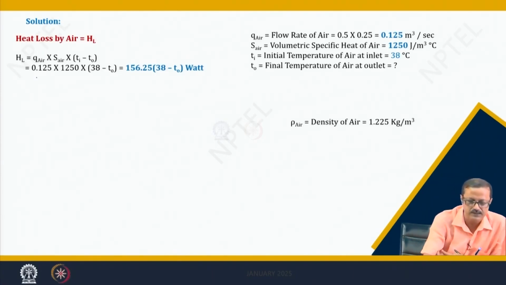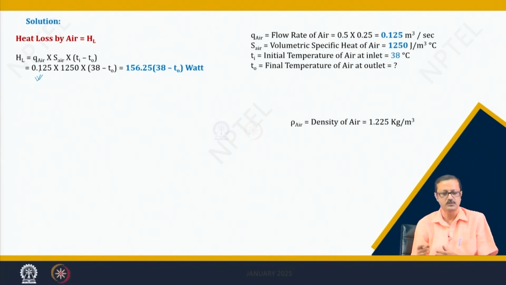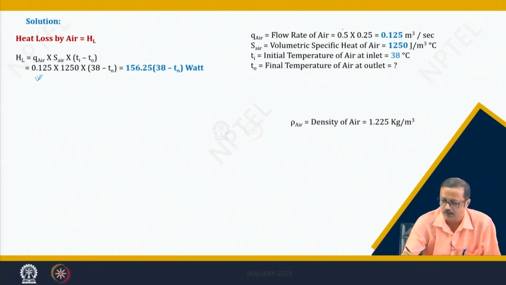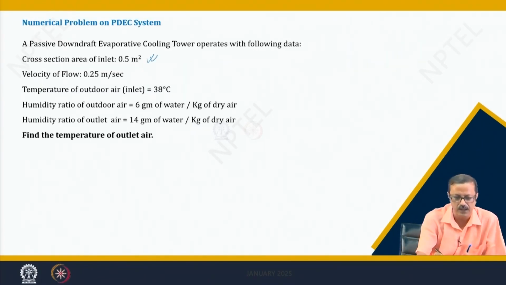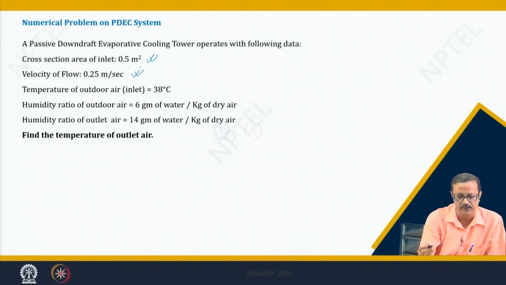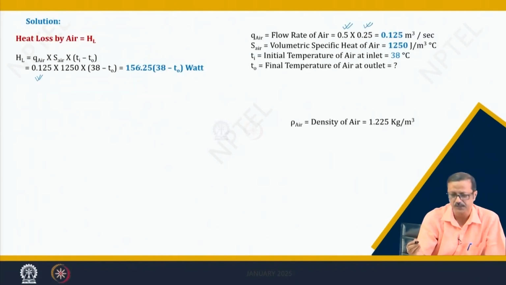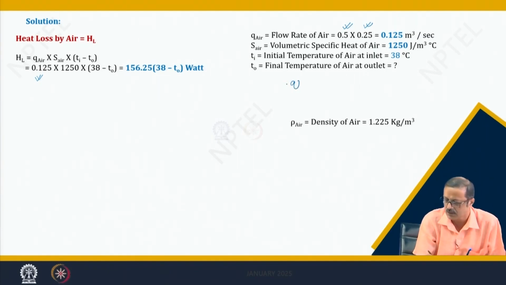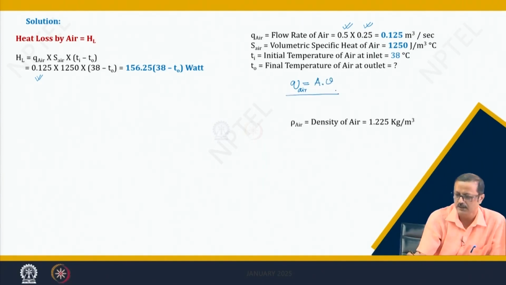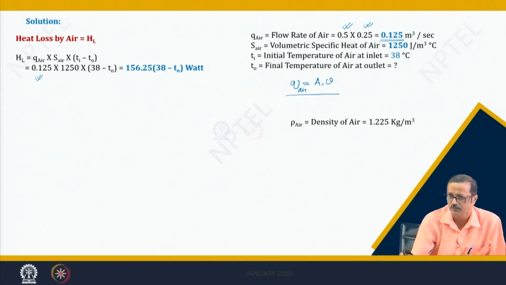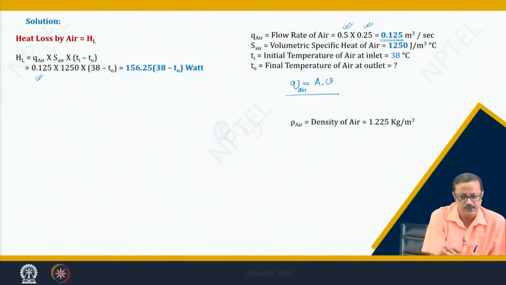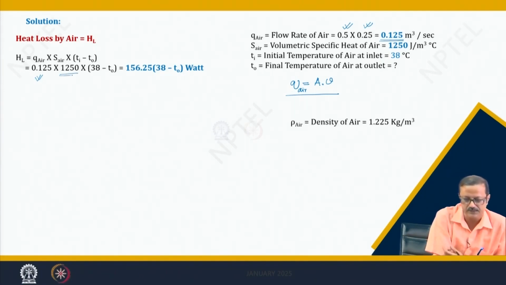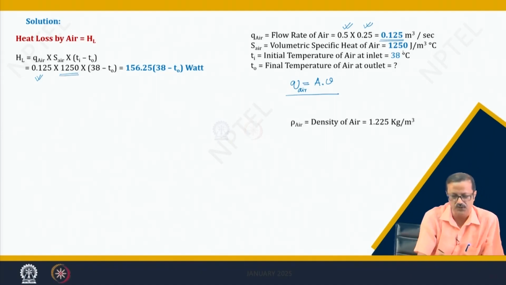So, I know that this is the rate of the airflow, obtained by multiplying the velocity and the cross section area. Cross section area is 0.5 meter square and velocity is 0.25 meter per second. So, again let me write down: Q of air is nothing but your area multiplied by the velocity, right. That gives me 0.125 meter cube per second. That is multiplied by the SV, the volumetric specific heat, 1250 joule per meter cube.